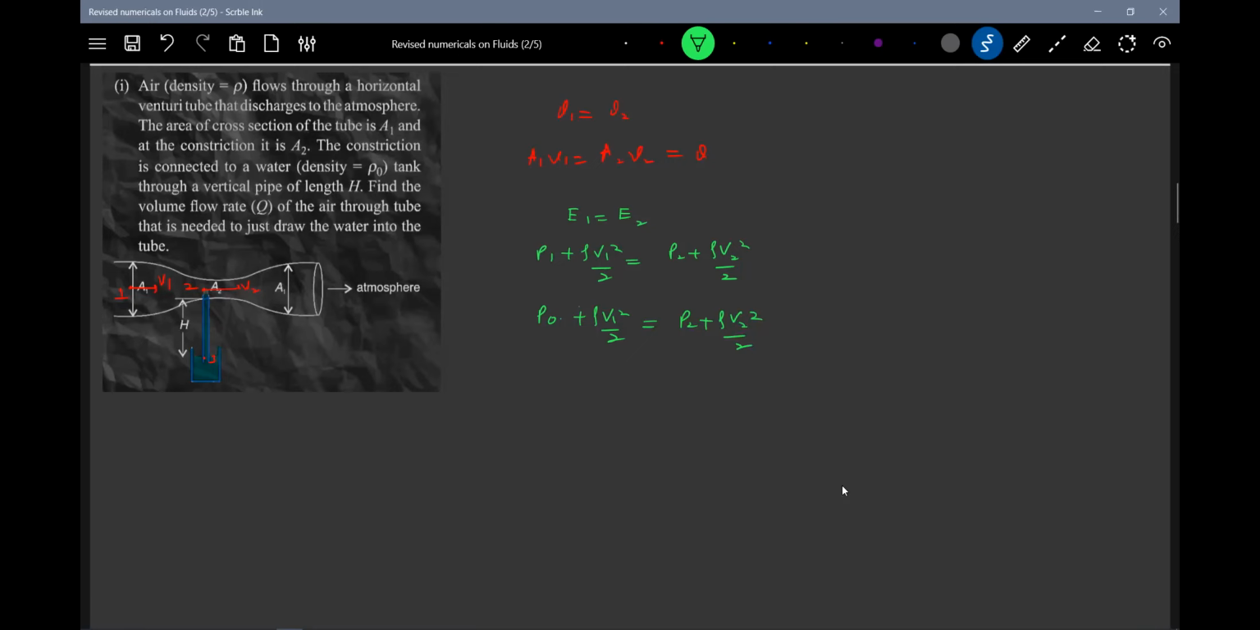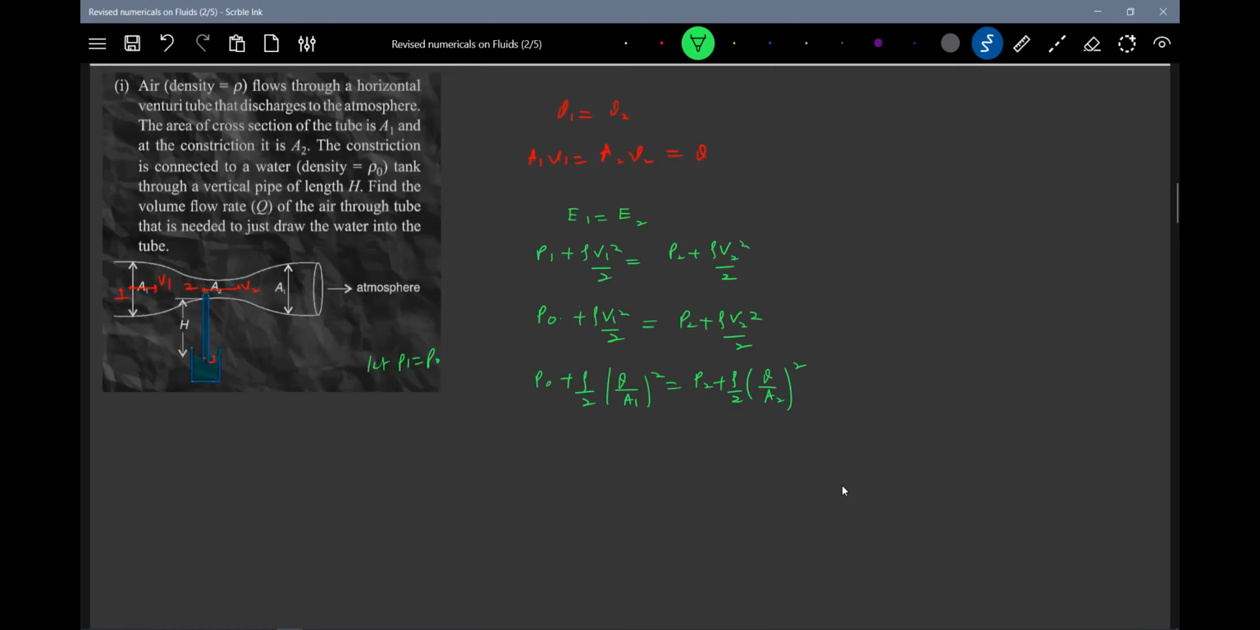What we know, we have to bring the flow rate into the picture. So here, what is the one more condition? How to bring that flow rate? V1 can be written as Q by A1, whole square, and V2 as Q by A2, whole square.